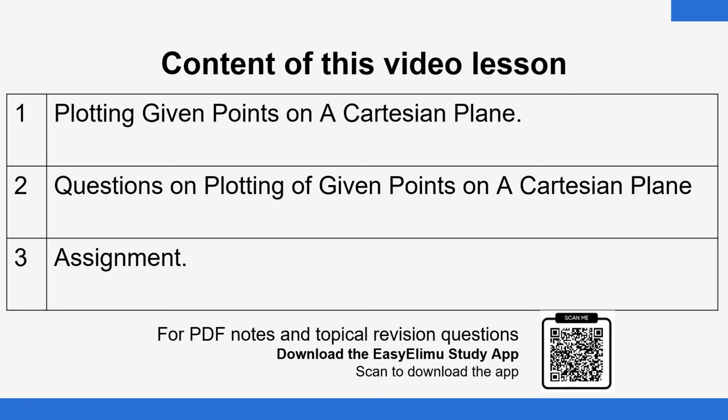So we have a few questions to help us with illustrations on how we plot points on a Cartesian plane when you're given the coordinates of certain points. Previously, we looked at how you can extract the coordinates of a given point on a Cartesian plane. Now we want to do the reverse of that, which involves plotting certain points when you are given the coordinates of those points, and then locating them on a Cartesian plane. At the end of the lesson, we'll give you some questions in the form of an assignment to help you practice and check your understanding of the concept as discussed during this lesson.